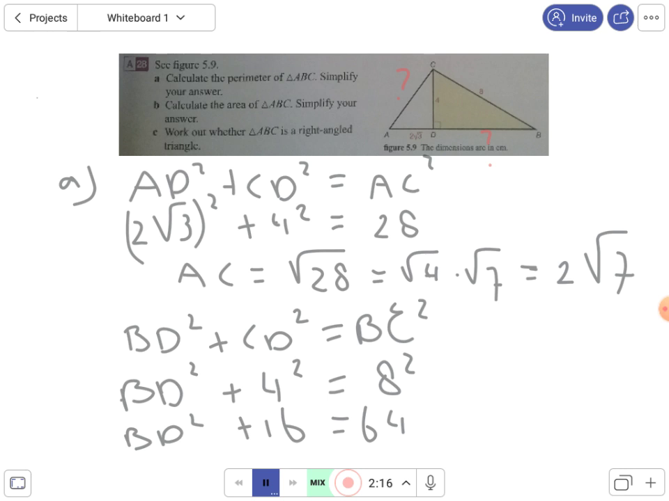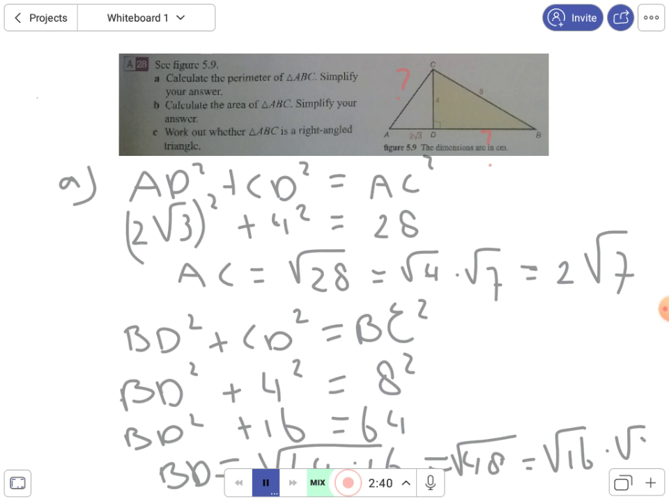Then BD is the square root of 64 minus 16, and that's equal to the square root of 48. When you simplify that, you get the square root of 16 times the square root of 3, and that's equal to 4 square root of 3. Right.